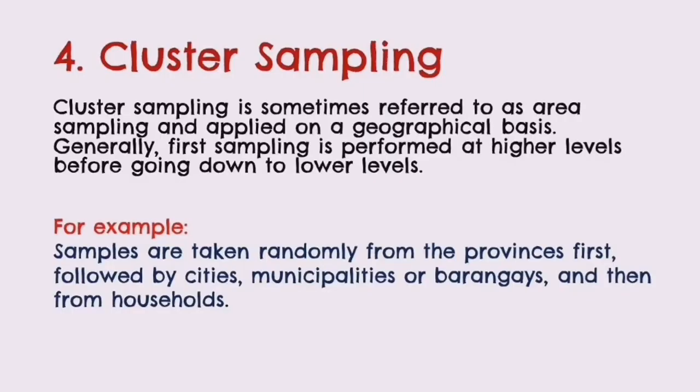Number 4, cluster sampling. Cluster sampling is sometimes referred to as area sampling and applied on a geographical basis. Generally, first sampling is performed at higher levels before going down to lower levels. For example, samples are taken randomly from the provinces first, followed by the cities, municipalities, or barangays, and then from households.